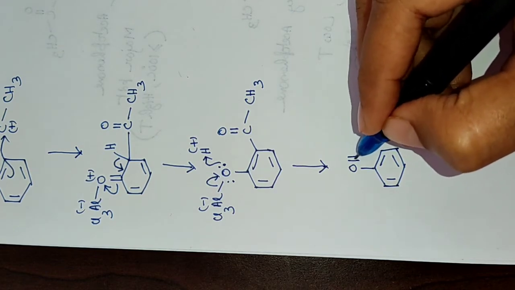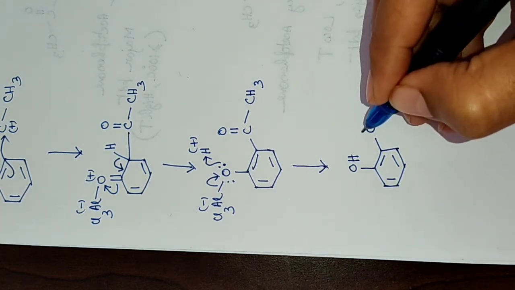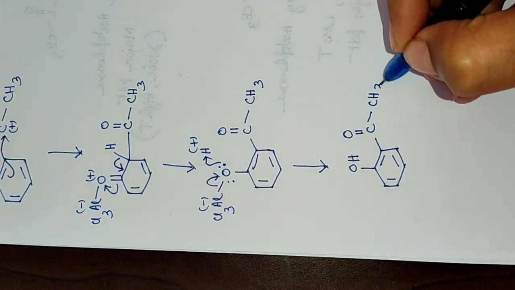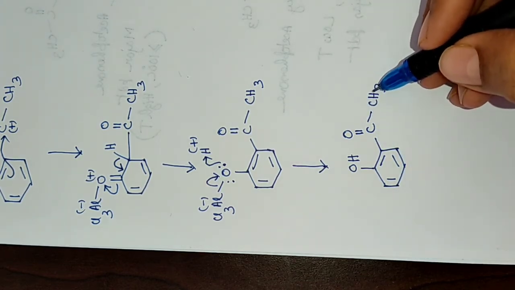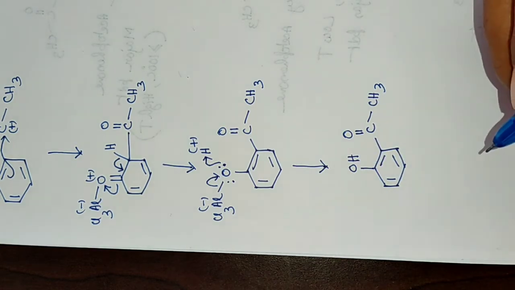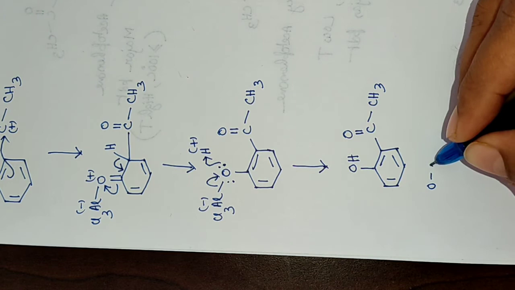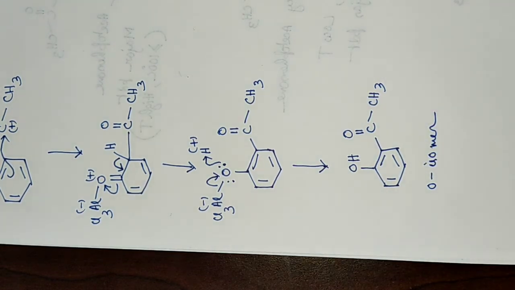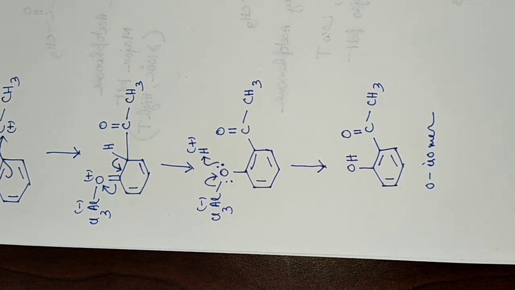So it will be OH, and here we have the acetyl group at the ortho position. So it is acetophenone and hydroxy group at the ortho position. So it is ortho-hydroxy acetophenone. So this is the ortho isomer. And in a similar way, there will be a substitution at the para position.